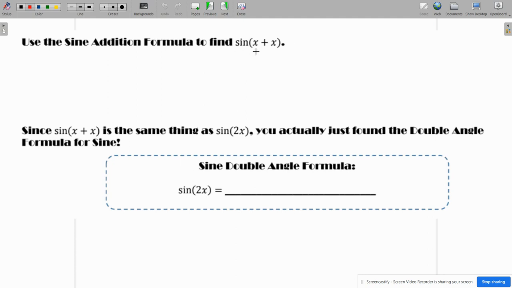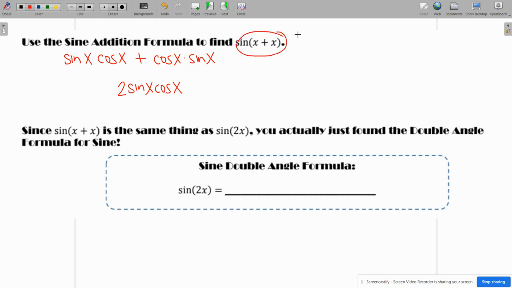So to use the sine addition formula on this, the sine of the quantity x plus x, this means that you are taking the sine of the first angle x times the cosine of the second angle, which also happens to be x, plus you are adding in the cosine of the first angle times the sine of the second. So sine times cosine and cosine times sine are the same thing. I could write them so that they're both sine times cosine. So you really have two sine x times cosine x's.